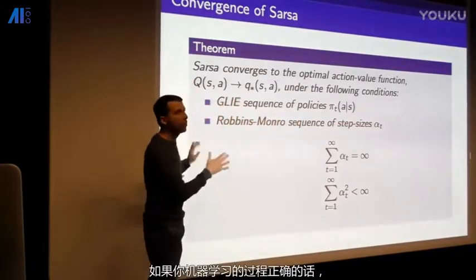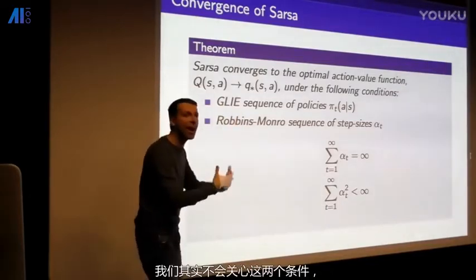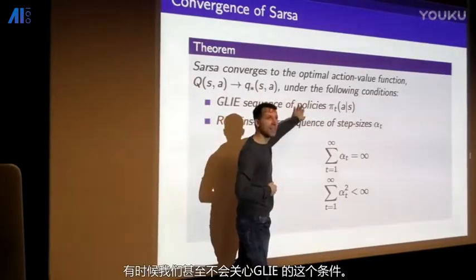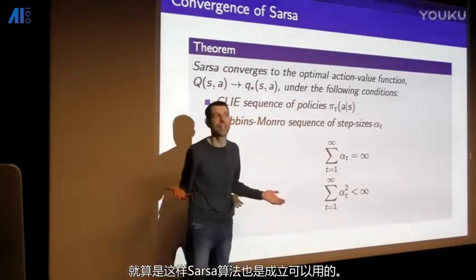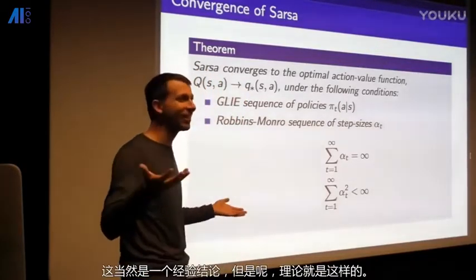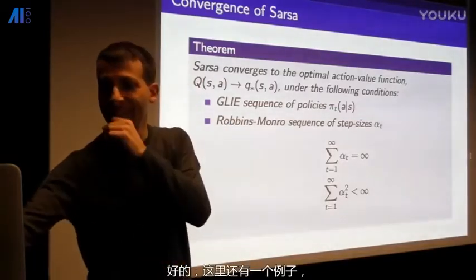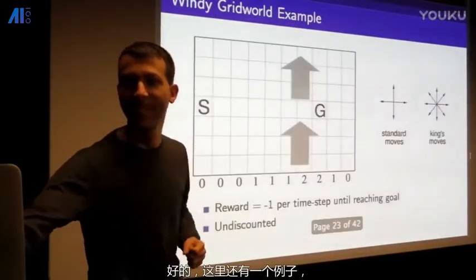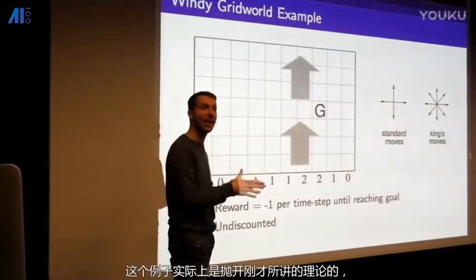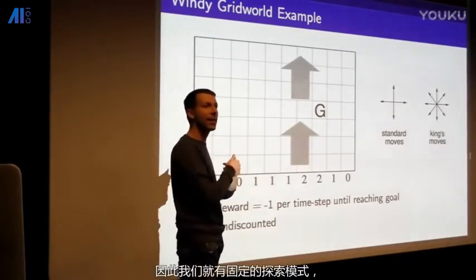But really, if you do all the machinery correctly, this thing really converges. In practice, we sometimes don't worry about this, and SARSA typically works anyway. That's an empirical result, but this is the theory. So let's have an example. This example is doing precisely that. It's throwing out this theory and just using a fixed step size and a fixed exploration rate.